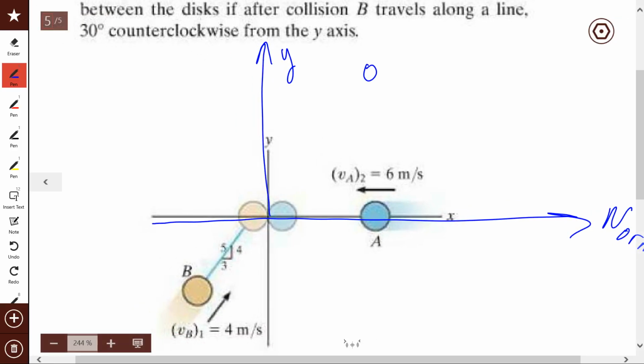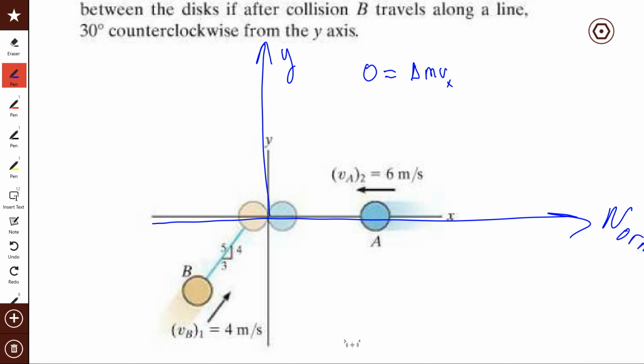Impulse in the x, we'll do x, or normal, equals change in momentum in the x. That's fine. Okay, what does that mean? It means initial equals final. Okay, so let's do the initial and final.